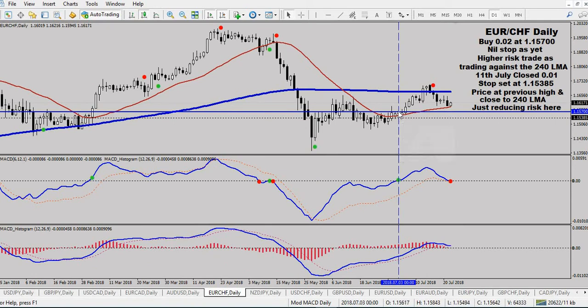Euro Swiss franc in a buy here, already closed half when it probably hit the 240 LMA. Price is coming down. Possibly tomorrow, if it holds like it is, I'll be closing out this buy and looking at a possible sell trade depending on if the criteria is met. There's the stop, the black dotted line is a stop. So I probably can't lose anything on this buy trade. It'd be nice to close out in a profit though.